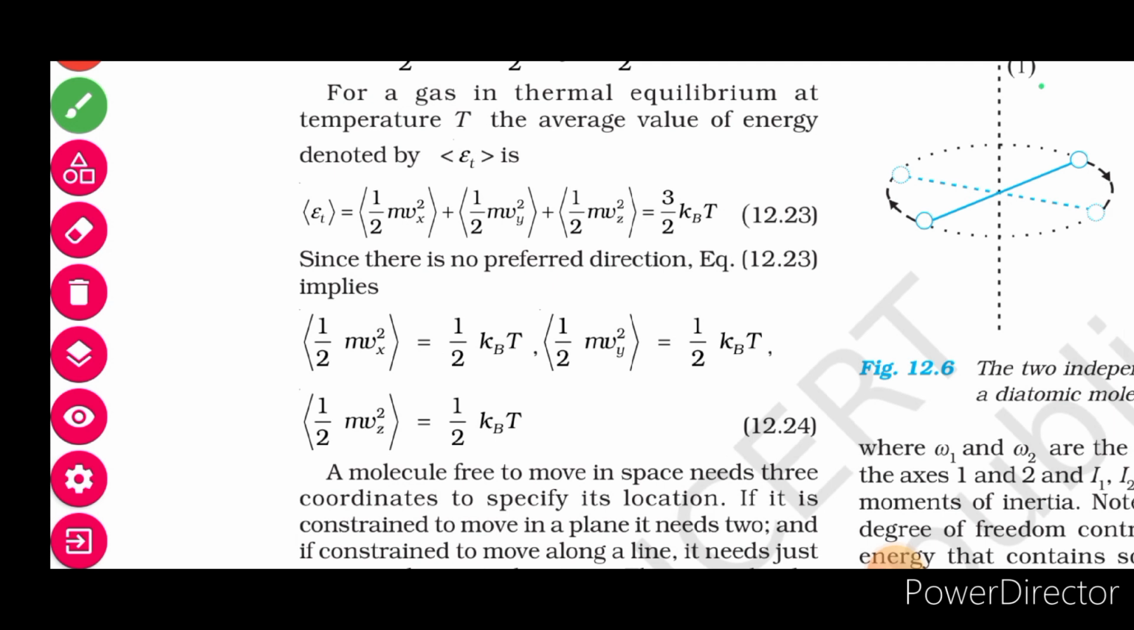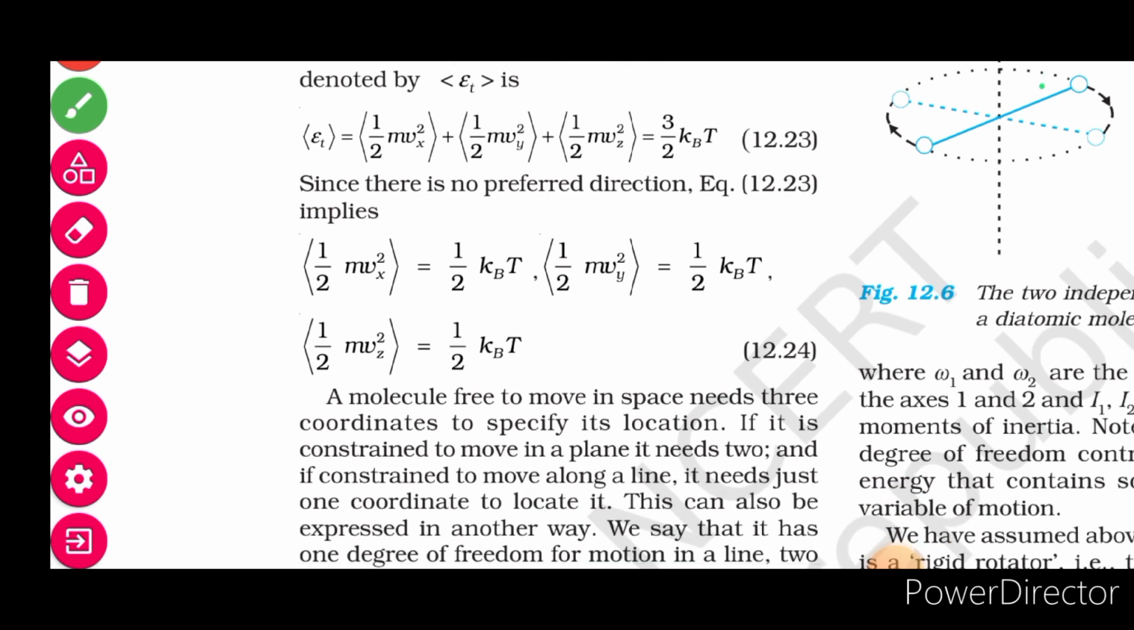Since there is no preferred direction, the equation implies that the molecule can move in any of the three directions. So we can clearly see that 3 by 2 kT is the total energy, and the average kinetic energy will be distributed in the three directions. Each direction gets half kBT. And this is the equipartition of energy.